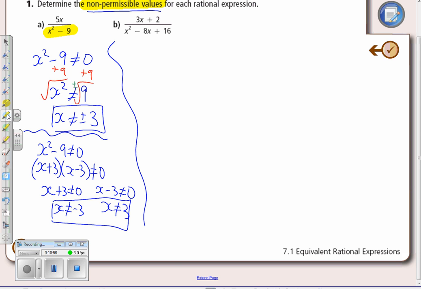Next one. Find the denominator, pull it out, and say that it cannot equal 0. This is identical to the quadratic solving that we did in Chapter 3. The only difference is we're changing it from an equal sign into a not equal sign, but we treat the algebra identically. We're just going to factor this. Sum is equal to negative 8. Product is equal to 16. Two numbers that we have, plus and minus 4.